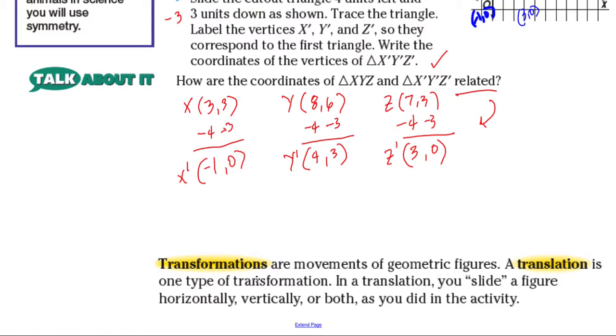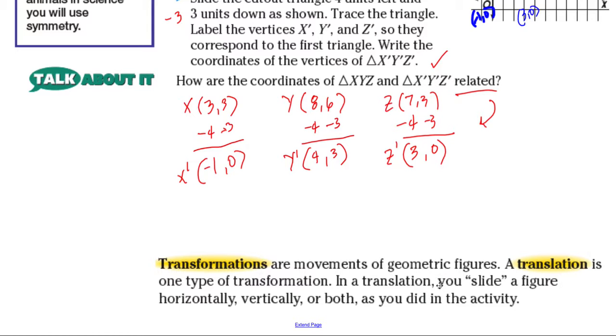The definition of transformations: they are movements of geometric figures. And a translation, which we just did in our activity, is a type of transformation. So we've just translated our triangle xyz to triangle x prime, y prime, and z prime.